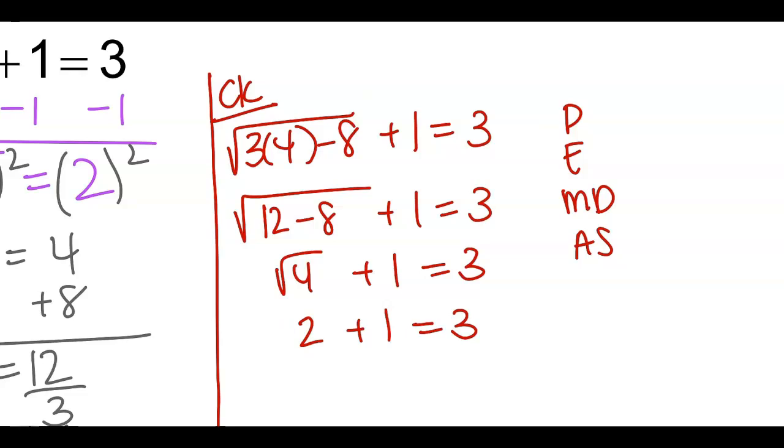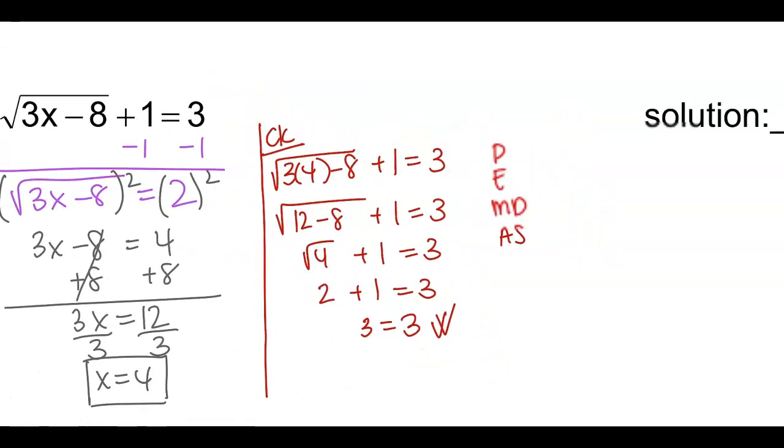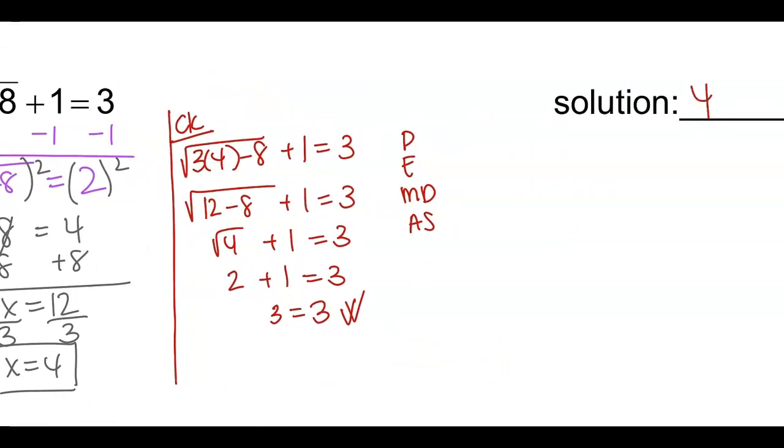So from here, I'm going to go ahead and add. What's 2 plus 1? 3. What do you notice about both sides of this equation? Are they the same? Yes. Since they're both the same, your solution, which I'm going to put in the solution blank, is going to be 4. That should be your solution.